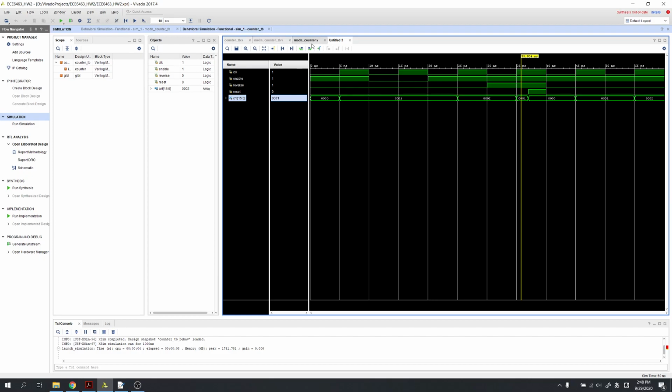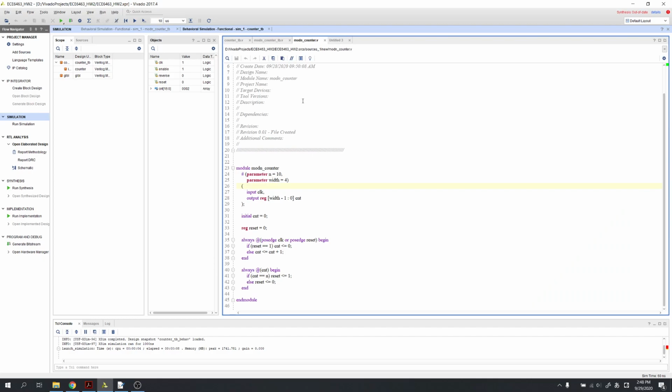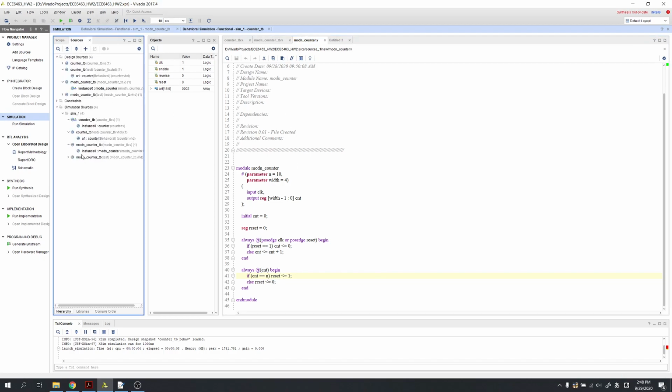And let's see part 2. In part 2, my question is to implement a modulo counter using two processes. One is a free running counter, and the second is to check whether the counter reaches the value which is n, and if it does, it will set the counter to 0. And let's run the simulation.